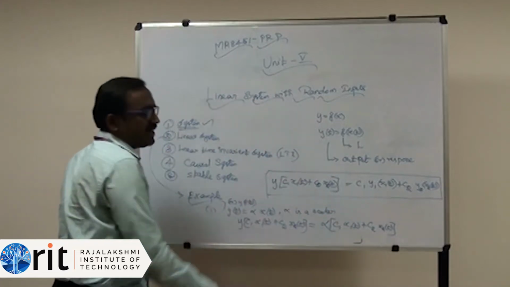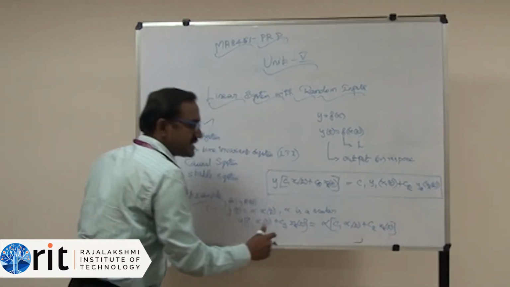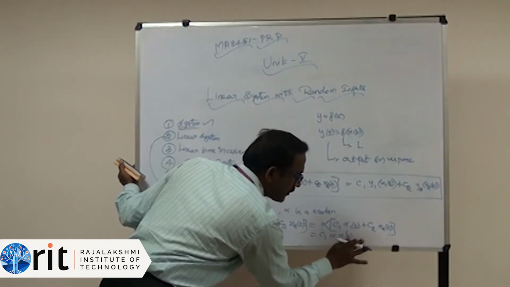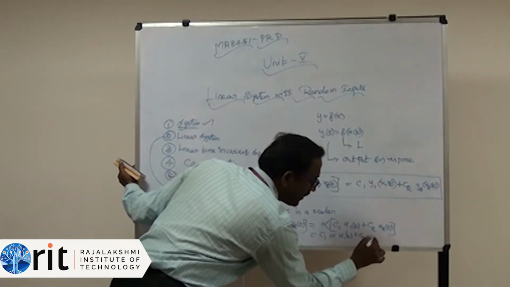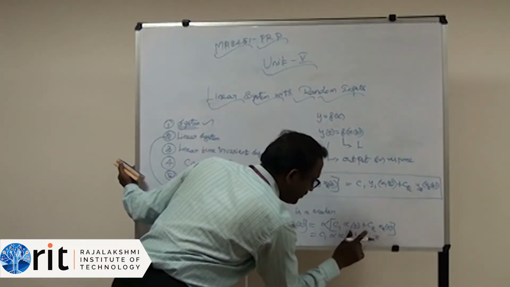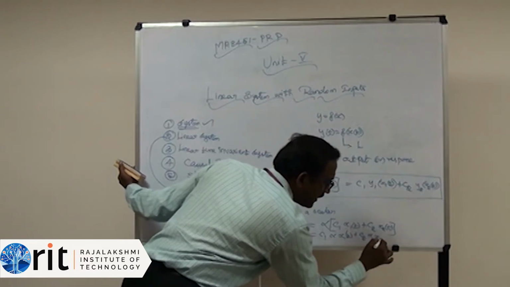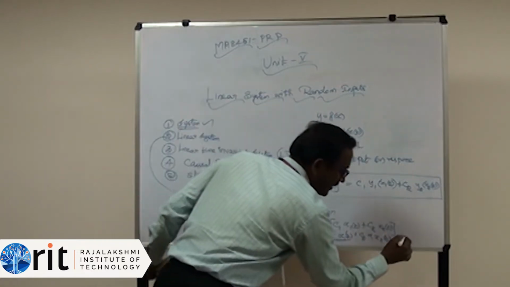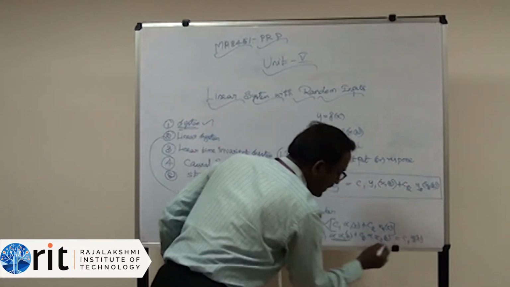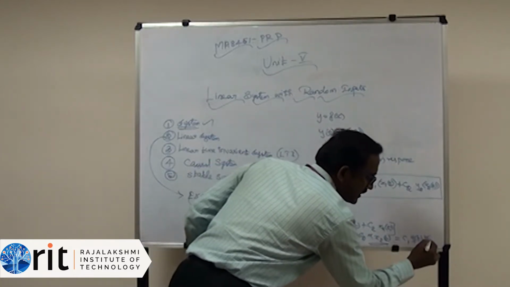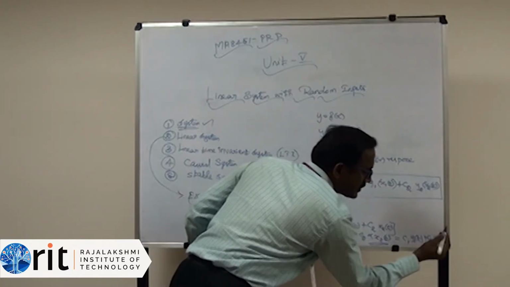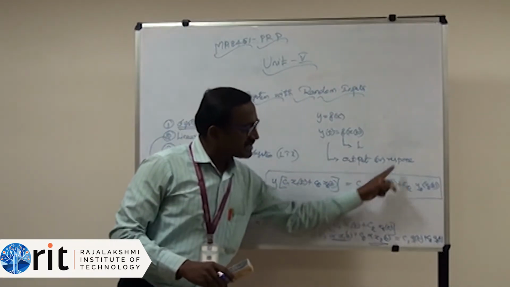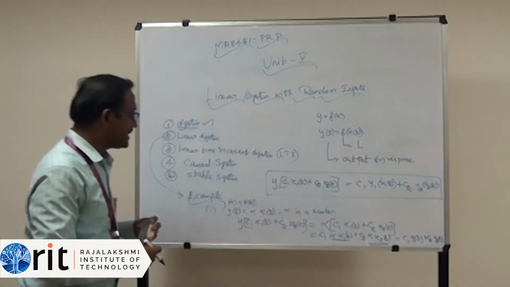Since alpha is a scalar, I multiply it inside: c1 alpha into x1 of t plus c2 alpha into x2 of t. That is equal to c1 y1 of t plus c2 y2 of t, where y1 is alpha into x1 of t and y2 is alpha into x2 of t. Therefore the system is linear. It satisfies the condition, so the given system is linear.